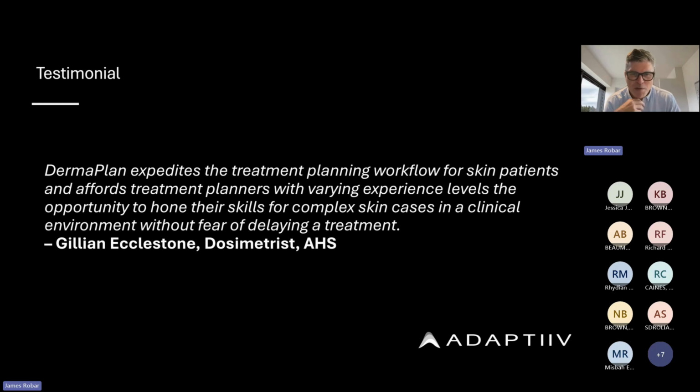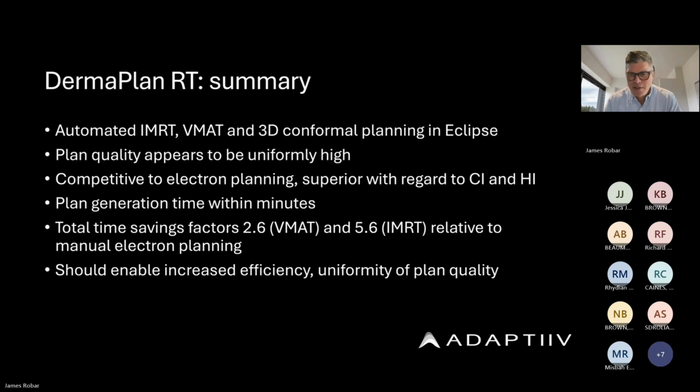You can generate a plan, ask DermaPlan to do that. New dosimetrists or newer planners can look at what it did and use it as a bit of an educational tool as well. So just summarizing, DermaPlan, it's new. Automates IMRT, VMAT, and 3D conformal planning. I didn't show you a 3D conformal example, but the beam placement approach would be similar to IMRT. It would just be MLC-shaped fields and a trimmer field if you wanted one.